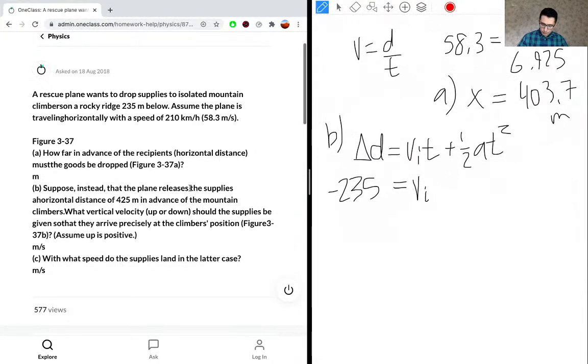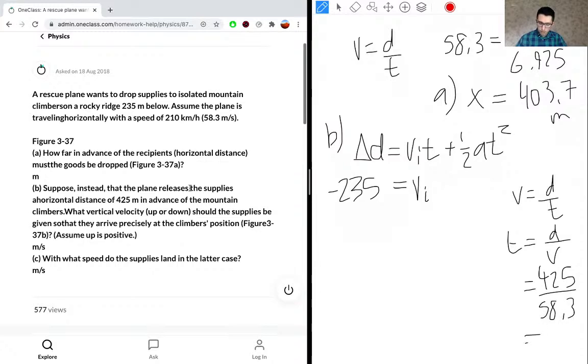Let's write the equation out first. So V is d over T. T would equal d over V. So D is X, and X in part B is 425, and the velocity is 58.3. That means T equals 425 divided by 58.3, 7.29 seconds.